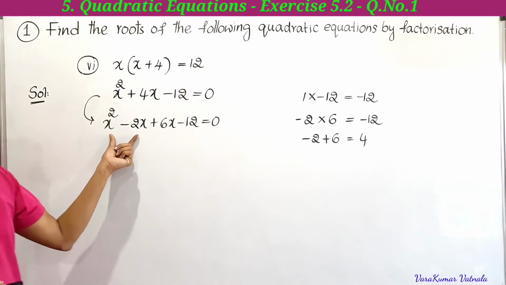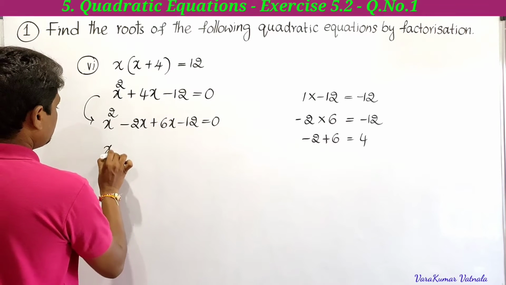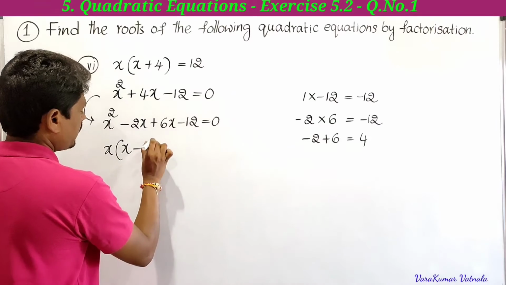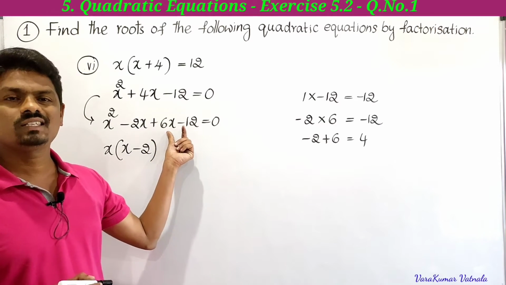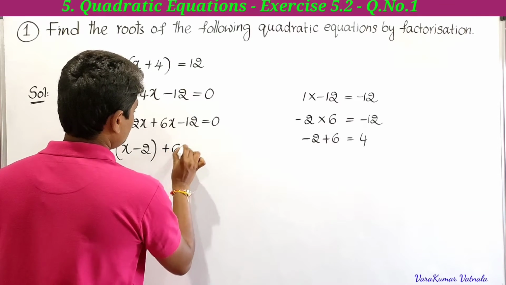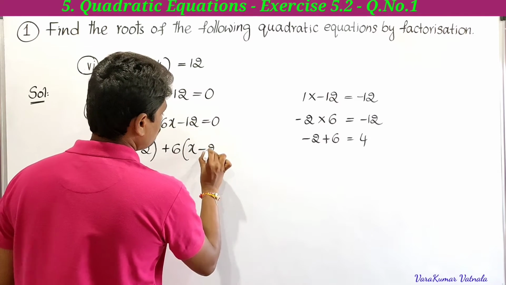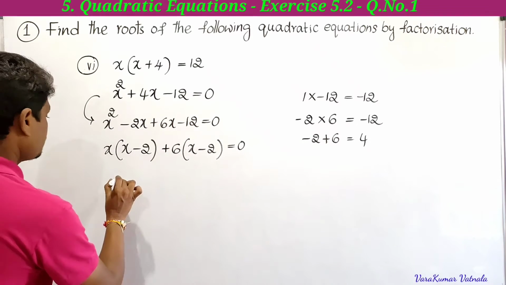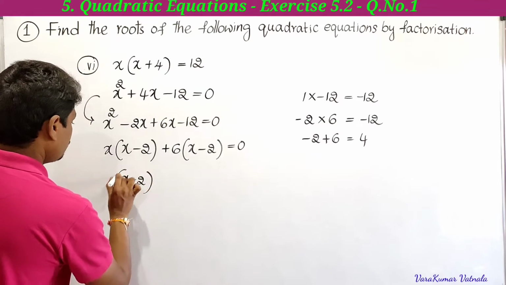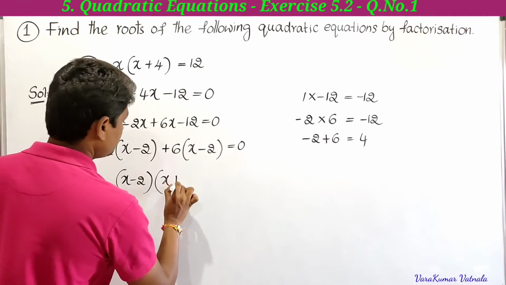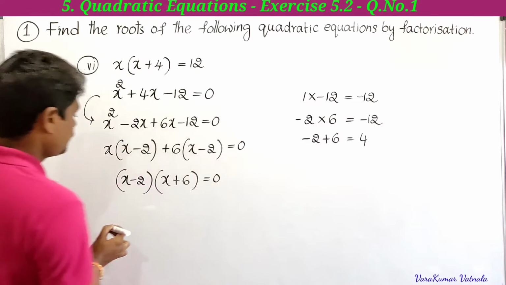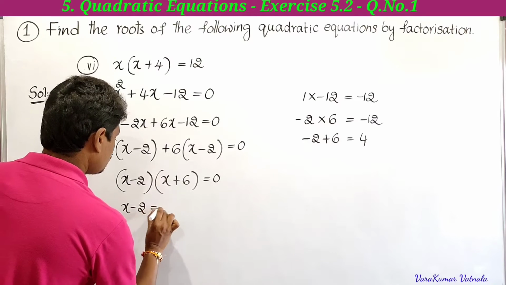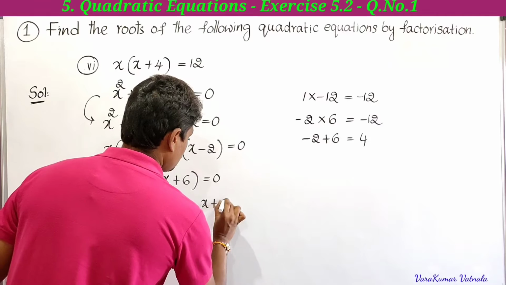So now in these two terms x is common. So take x as common. What we get? x into, in x square one x is common, remaining one x will be in minus 2x. x is common, we have minus 2. So in the last two terms plus 6 is common. So take plus 6 as common, plus 6 into, so here x will be, so here minus 2 will be, is equal to 0. So again x minus 2 is common in both the terms. Take x minus 2 as common. So x minus 2 into x plus 6 is equal to 0. So finally we have x minus 2 equal to 0 or x plus 6 equal to 0.